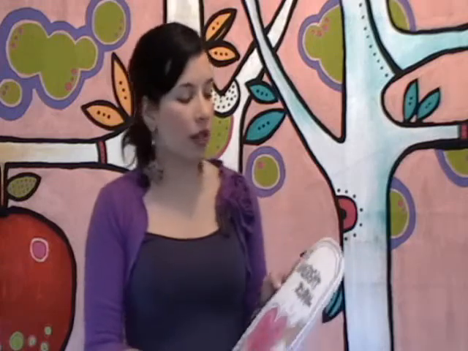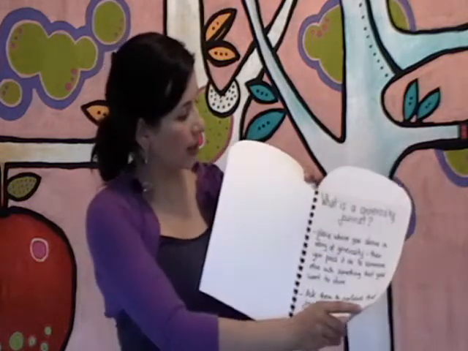So you can write whatever experience you've had with generosity, either receiving or giving, as your example, and then you pass it on with something that you can do or you can be generous with someone else. And that's it for the activity.